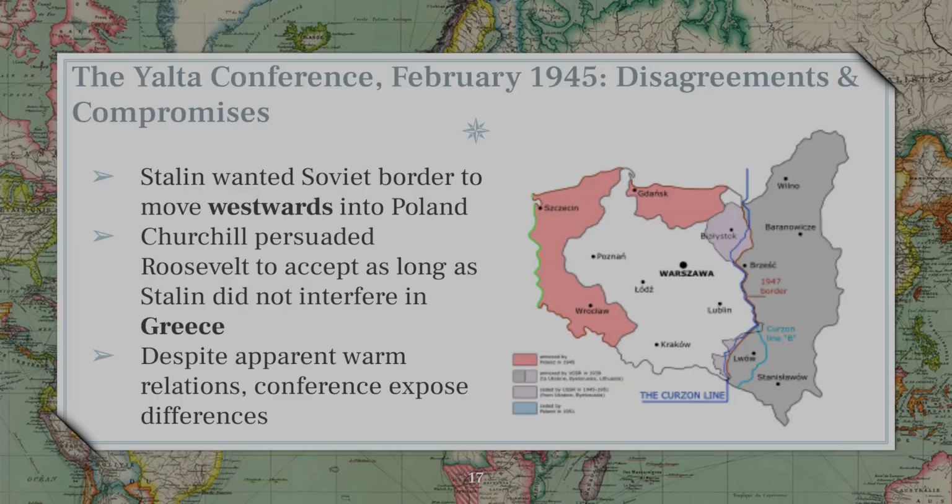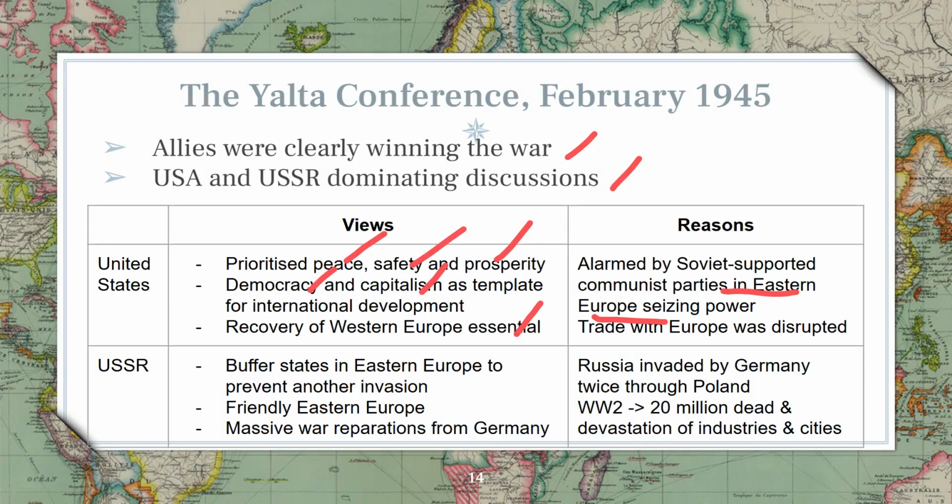Sorry, there's no map nearby. I don't want to cause you to be confused. So if you cannot visualize, you may want to have a map with you to look at Eastern Europe. This refers to countries like Poland, Hungary, Romania. The Soviet Union largely wanted those countries to be buffer states, friendly states, so that the West cannot pose a threat to them anymore.